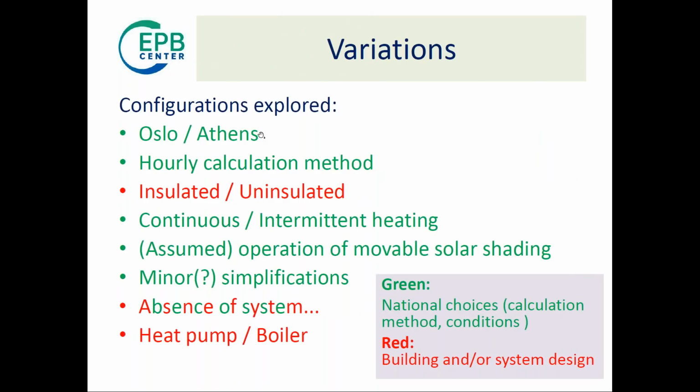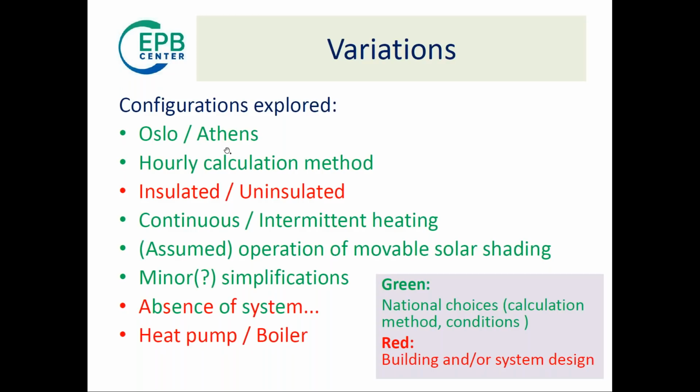The variations for today are that we chose 2 different climates. We have chosen the hourly calculation method. Jaap already mentioned that the hourly calculation method gives you a richness of results which you can benefit from. Then 2 insulation levels, and continuous and intermittent heating. Also, I'll show something on the assumed operation of movable solar shading and its impact, and also the impact of other, maybe minor, simplifications. What happens if a cooling or heating system is absent in this dwelling, and the difference between heat pump and boiler. The last one is the main subject of Laurent Sokol's presentation.